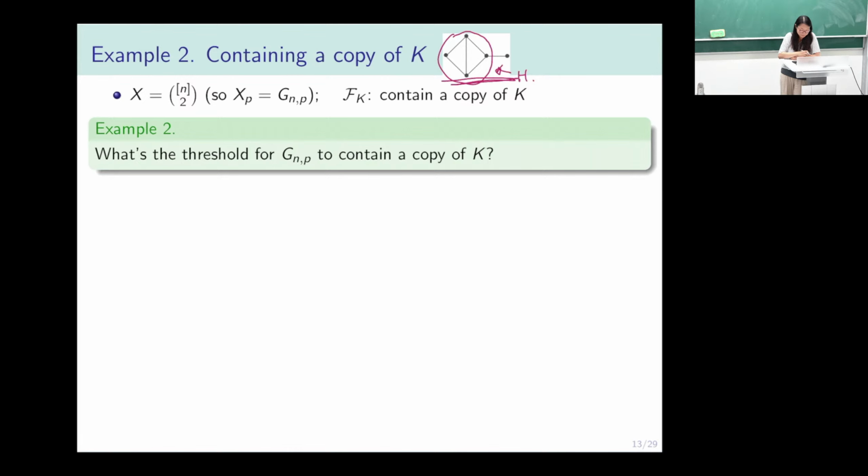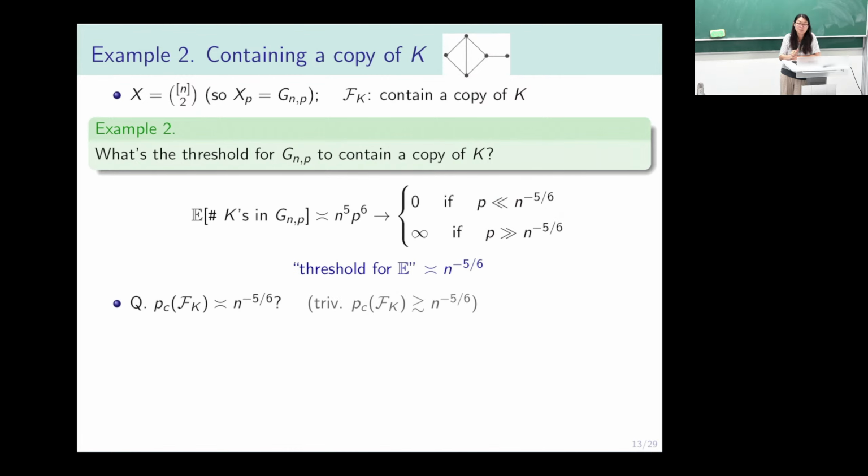So as we did before, we start with the expectation calculation. And if we compute the expectation, then it gives us n to the 5 times p to the 6, because K has 5 vertices and 6 edges. So the threshold for the expectation is about n to the negative 5 over 6. And this gives us a trivial lower bound, just like we discussed in the previous slide. So our question is, is the threshold actually equal to this trivial lower bound? And what's your guess?